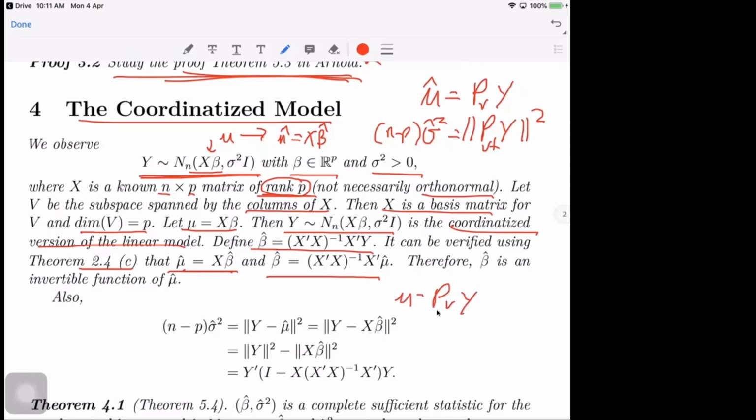That is our mu hat, no? Mu hat. Since the X is not necessarily orthonormal, the general formula of your projection from chapter 2 will be X (X prime X) inverse X prime Y, no?